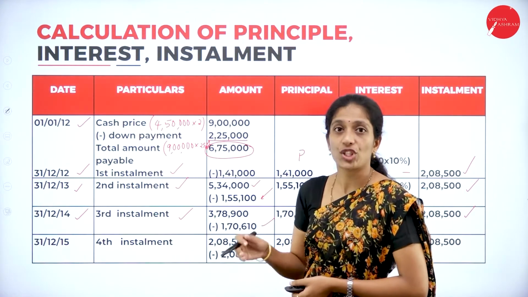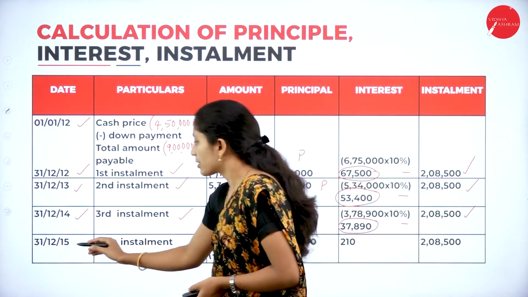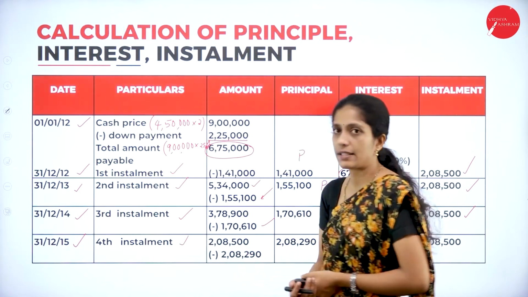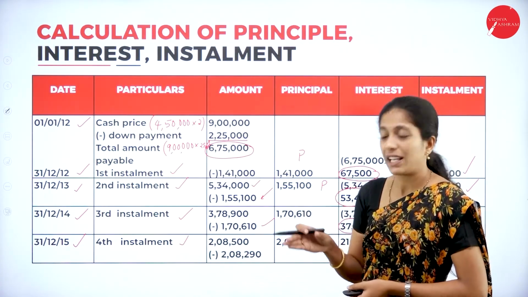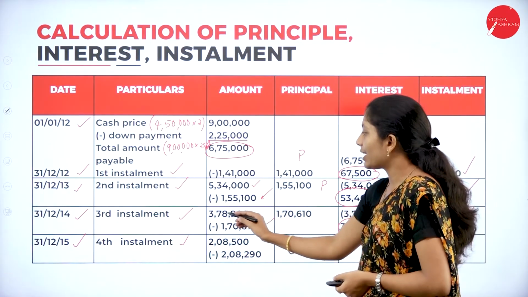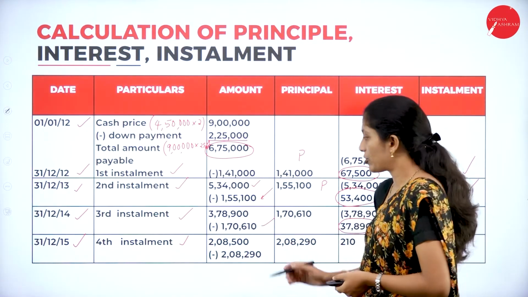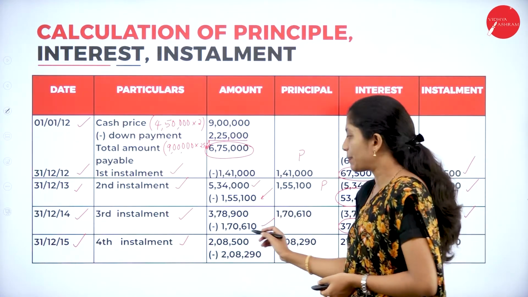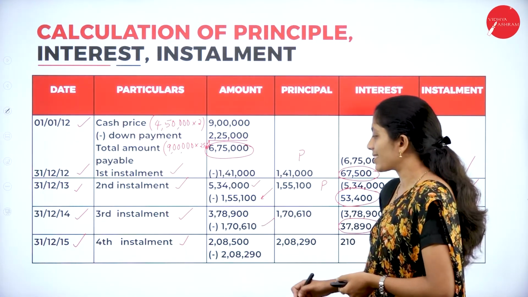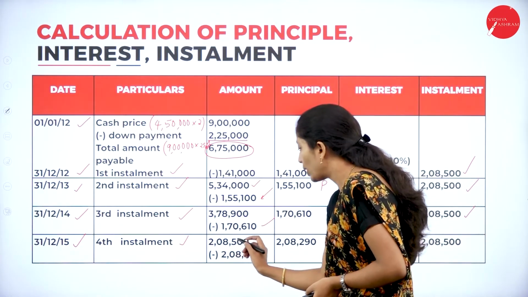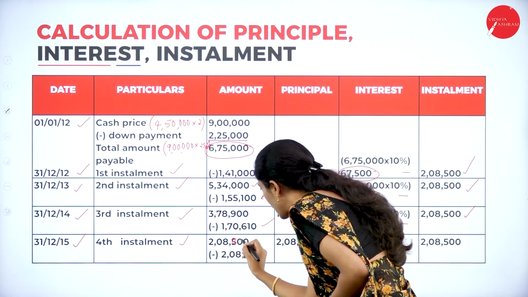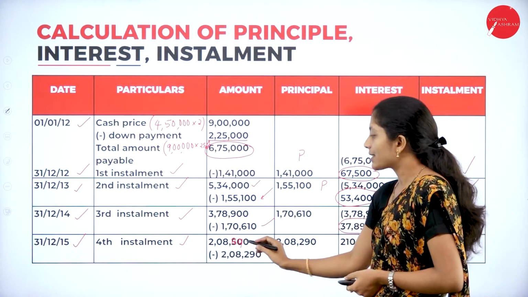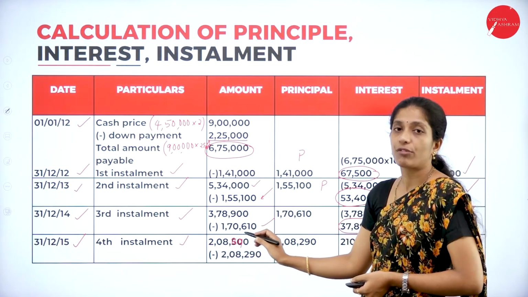Now come to the fourth year installment. It is paid at the end of the fourth year, that is 31st December 2015. We are making the fourth installment. Now what is the amount payable in the fourth year? In the third year it was 3,78,900, minus we have to deduct the principal amount, that is 1,70,610. So we will get 2,08,290. This is the amount payable at the beginning of the fourth year.